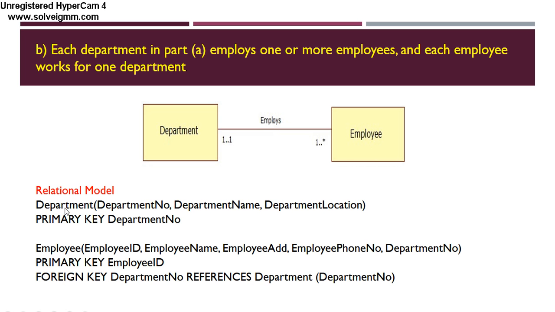The relational model is department number, department name, department location, and the primary key is department number. Employee ID, employee name, employee address, employee phone number, department number. The primary key is employee ID, and the foreign key is department number, referencing department number.